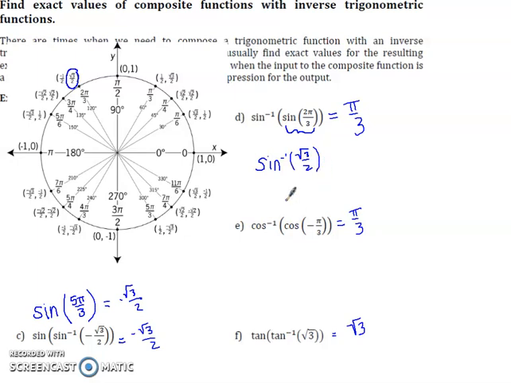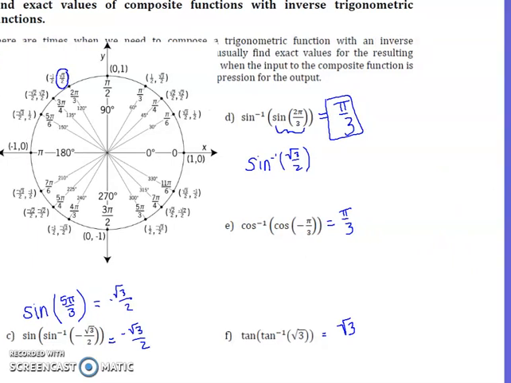And again, inverse sine is only defined from negative pi over 2 to pi over 2. So that's the first and the fourth quadrant. So I need to look for an angle with a value of square root 3 over 2 in the first and the fourth quadrant. And that angle occurs at pi over 3, where that sine value is square root 3 over 2. So I am looking for the angle pi over 3.